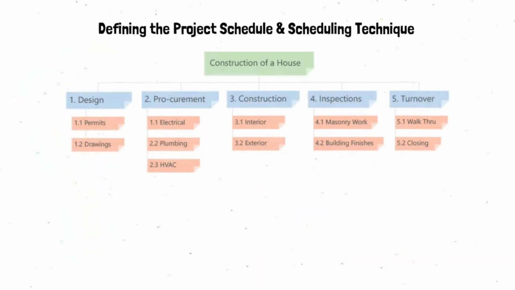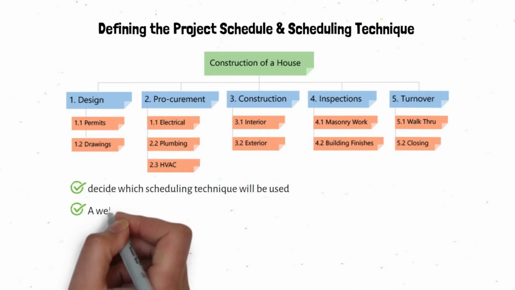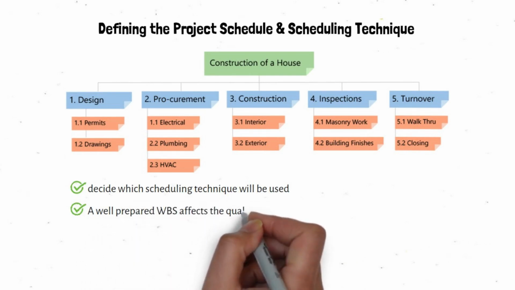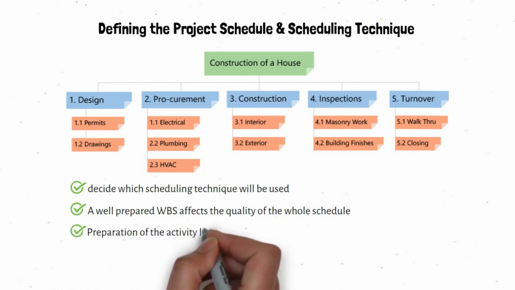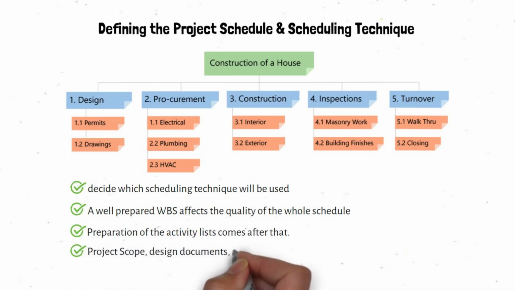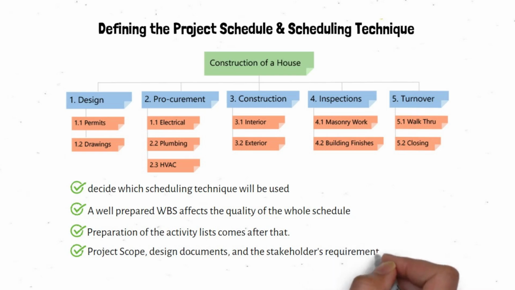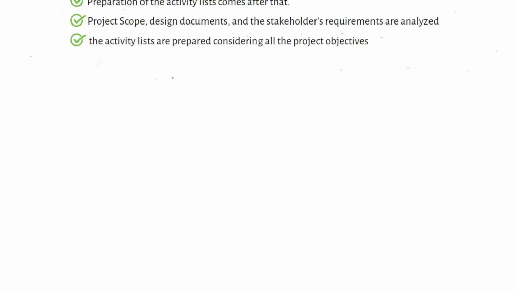Defining the project schedule and scheduling technique. Defining the project schedule step begins with creating the work breakdown structure. At this step, you will also decide which scheduling technique will be used. A well-prepared WBS affects the quality of the whole schedule. Preparation of the activity lists comes after that. Project scope, design documents, and the stakeholders' requirements are analyzed and the activity lists are prepared considering all the project objectives.